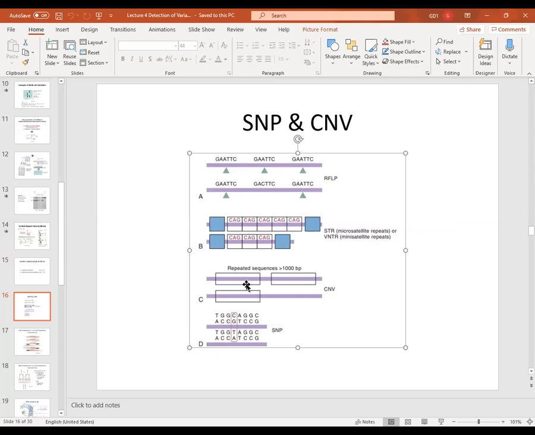So maybe this one contains one gene in here, and one gene in here, so the double copy causes double the amount of the protein here. For SNP, we talk about just the single nucleotide change. So in here C changes to T, and this is complementary, G and A complementary. From the large scale to the small scale, CNV and SNP.